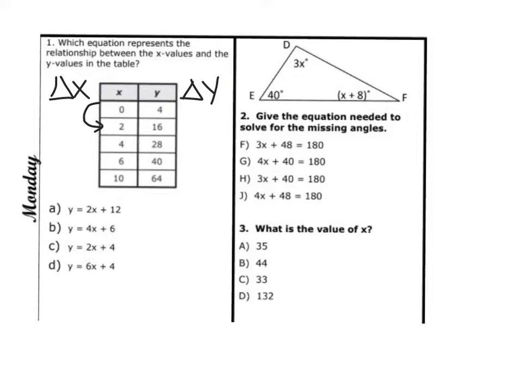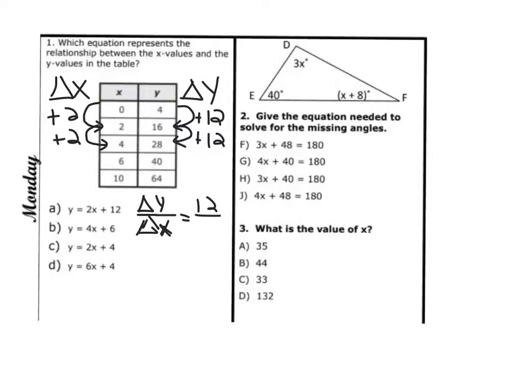So from 0 to 2 is plus 2. From 2 to 4 is plus 2. From 4 to 16 is plus 12. From 16 to 28 is plus 12. So we're going to go ahead and find the rate of change, which is change in y over change in x. So that's going to be 12 over 2. And when you simplify it, it's 6.